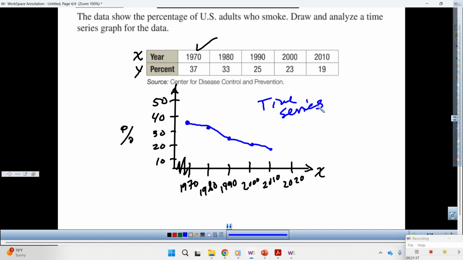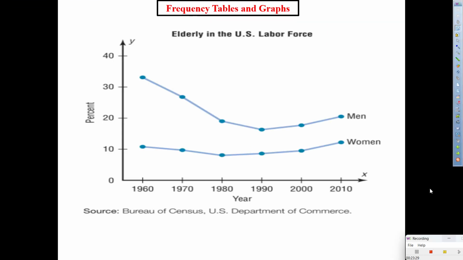From 1 to 5, where are you with time series? 5, all right. All right, send me your time series on the screen, please. Another way of presenting it looks like this. When you compare two different types of data with a time series graph, there it is. And once again, you have years, you have percentages.